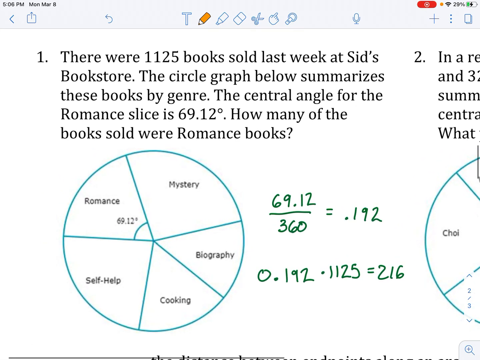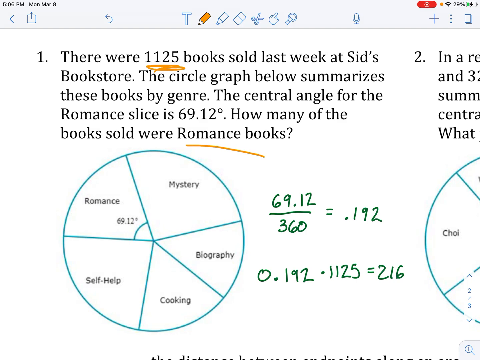Next one, there were 1,125 books sold last week at Sid's bookstore. The circle graph below summarizes these books by genre. The central angle for the romance slice is 69.12. How many of the books sold were romance books? So it wants to know how many of the books were romance books, just looking at this pie chart and knowing that there were 1,125 books in total.